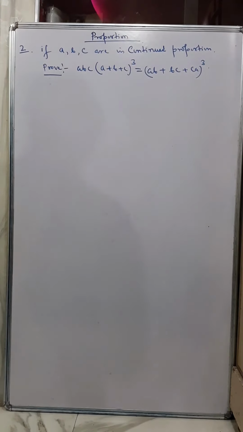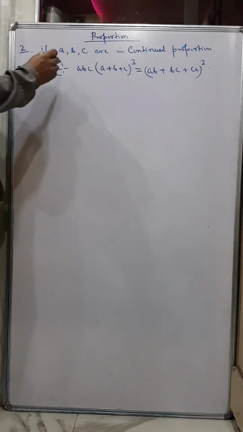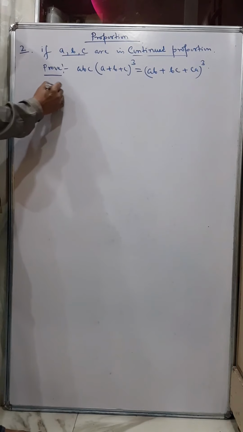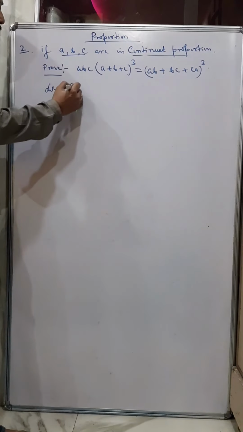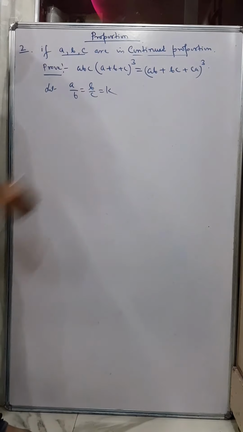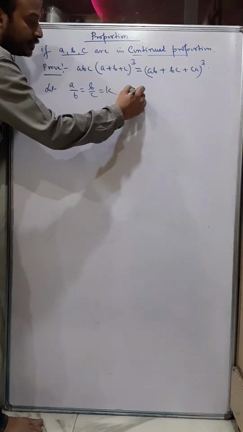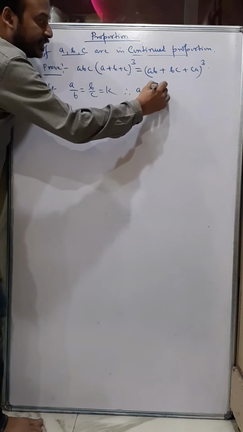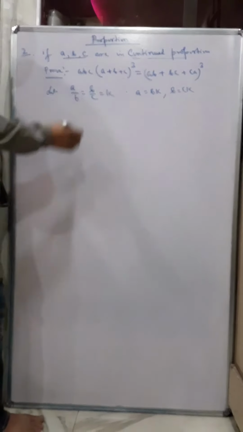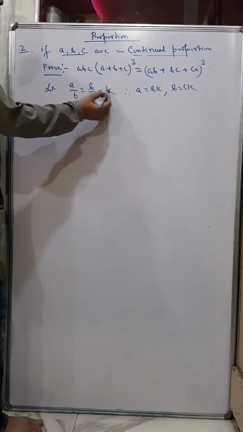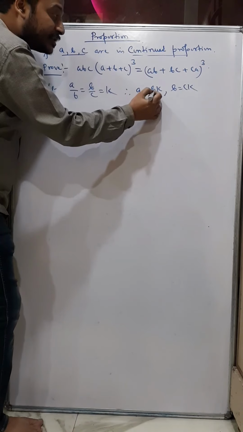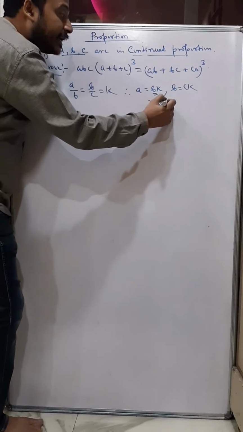Okay, so the next sum. Here you can see it's given a, b, c are in continued proportion. That means we'll start with let. Continued proportion means a by b equals b by c equals k. And therefore, we can say a is equal to bk, b is equal to ck. So a by b is equal to k. So a is equal to bk, b is equal to ck. But here also in place of b I will put ck, and into k.